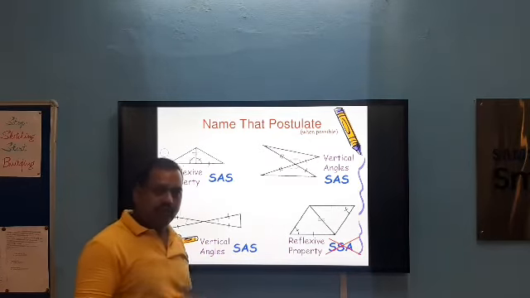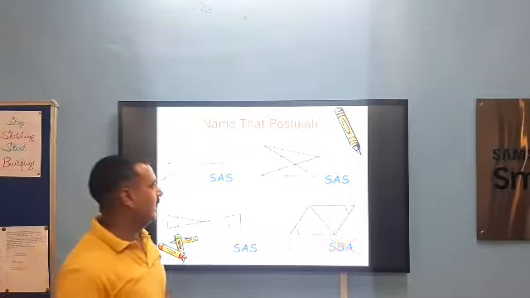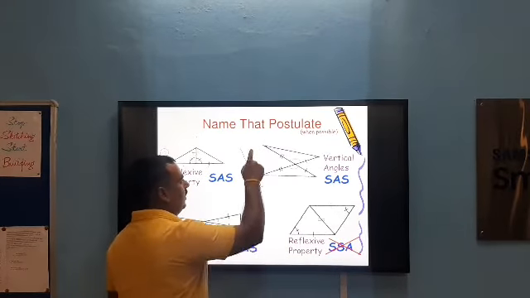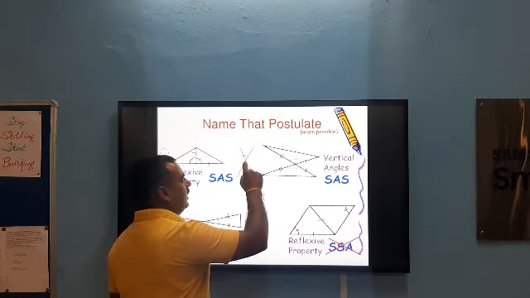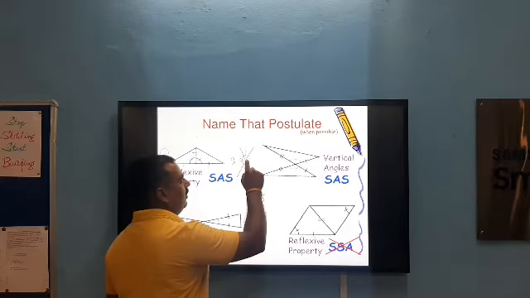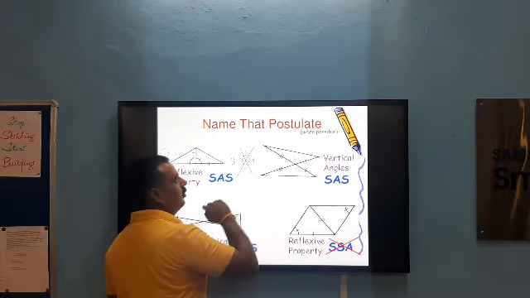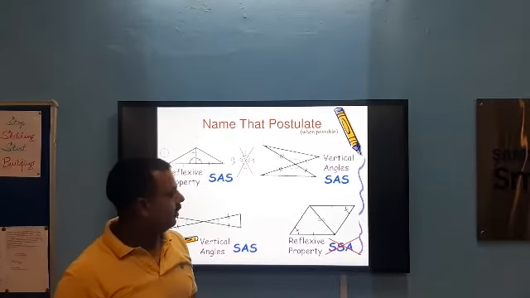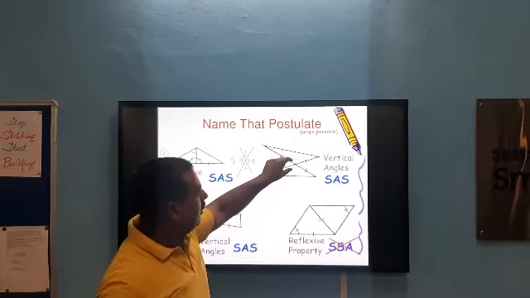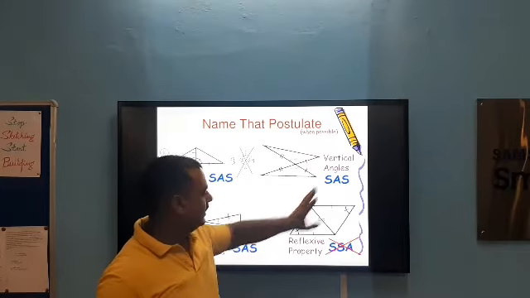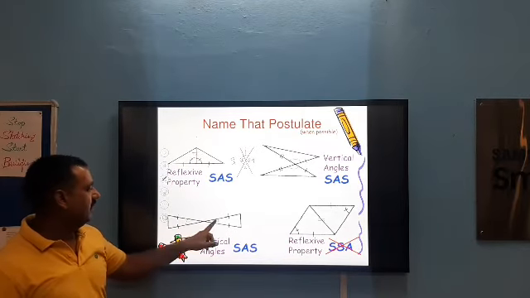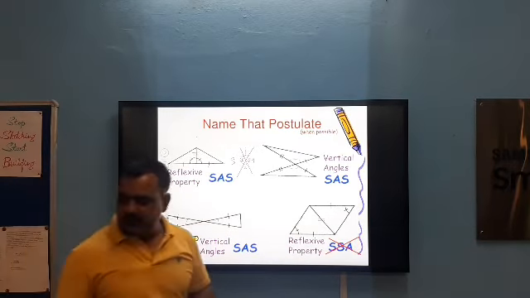So we all know that vertically opposite angles are equal. If any two line segments or two lines intersect each other, then the pair of opposite angles is known as vertically opposite angles. And angle 3 is equal to angle 4, angle 1 is equal to angle 2. So here two sides are equal and the included angle is also equal, so the criterion is SAS. Similarly, vertically opposite angles are here, and the criterion used is SAS.